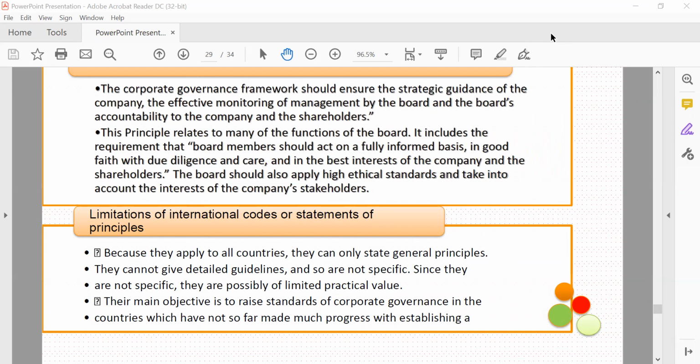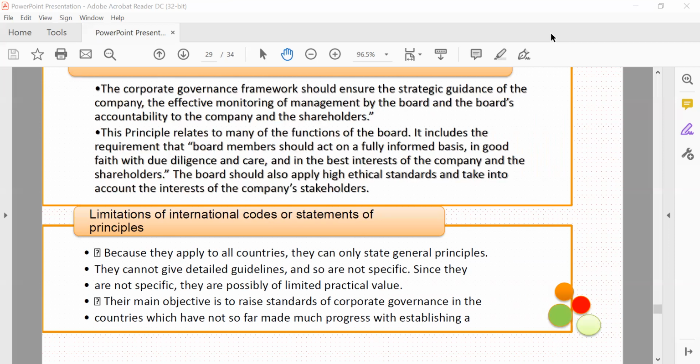Number one, because they apply to all countries, they can only state general principles. These are general principles that are not specific. Also, they cannot give detailed guidelines, and so are not specific. Since they are not specific, they are possibly of limited practical value. So one limitation is that these international codes are more general, not specific, and not detailed.